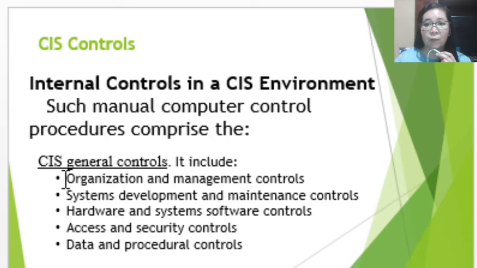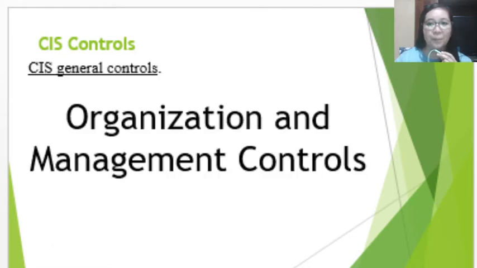So we have here the CIS General Controls. We have organization and management controls, system development and maintenance controls, hardware and system software controls, access and security controls, and data and procedural controls. So we will discuss each of them.